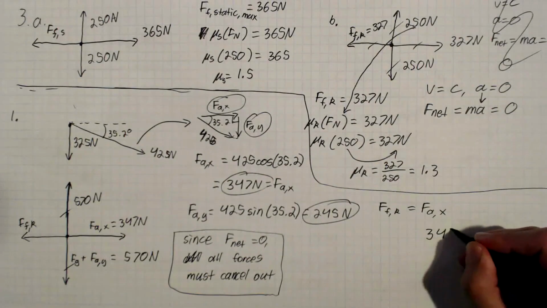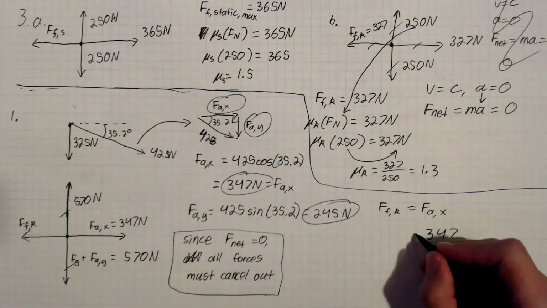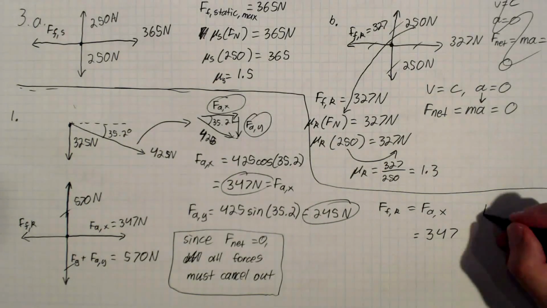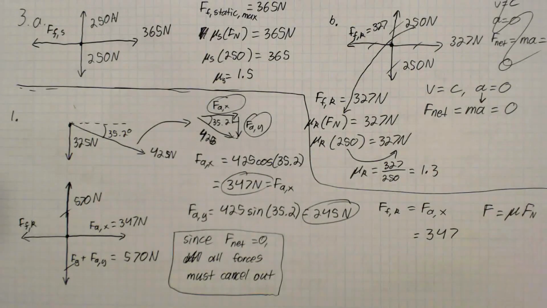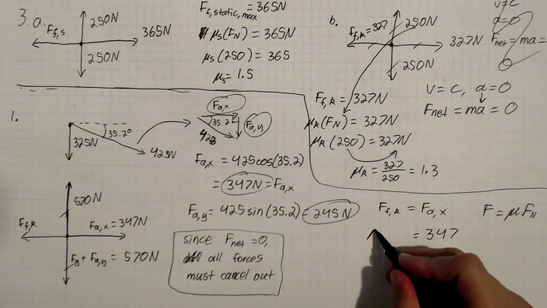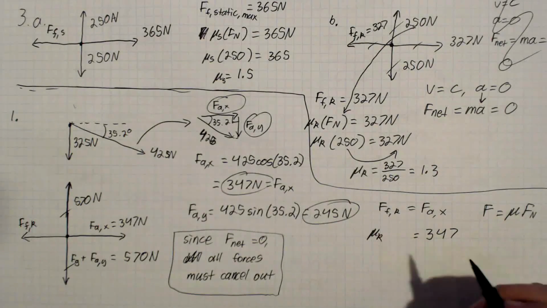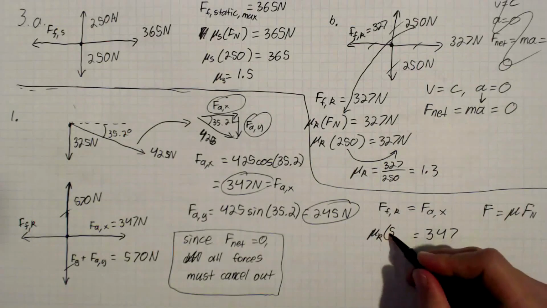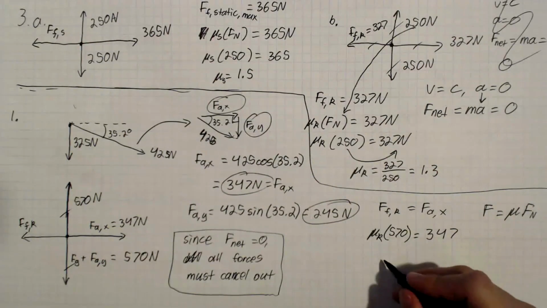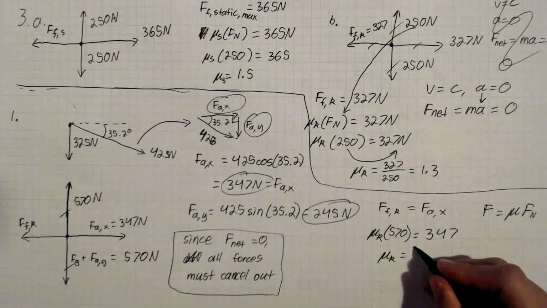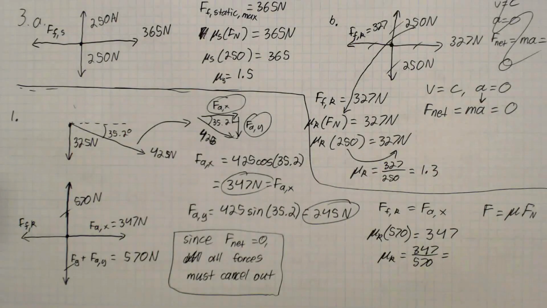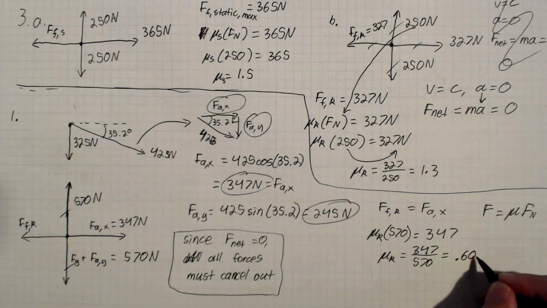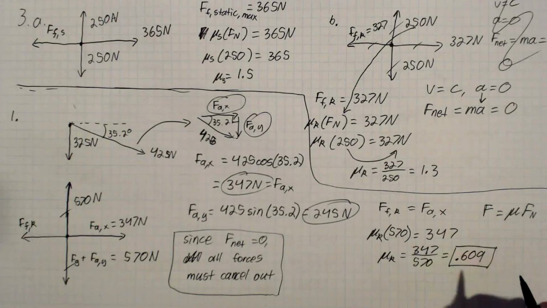So we know our applied force in the x direction is 347 newtons, and we know that friction is equal to mu times normal force, and we know our normal force is 570 newtons. And since it's moving, we know it's a kinetic coefficient of friction. So our kinetic coefficient of friction times 570 has to equal 347. So our kinetic coefficient of friction equals 347 over 570, which is equal to, drumroll, 0.609. Ain't that a problem?